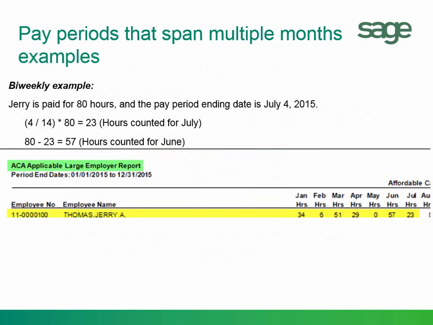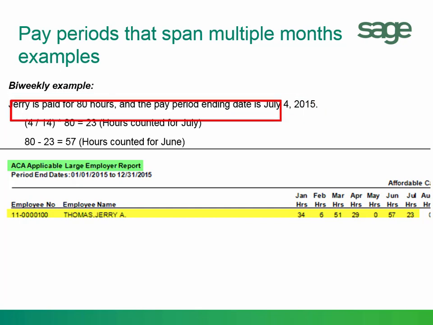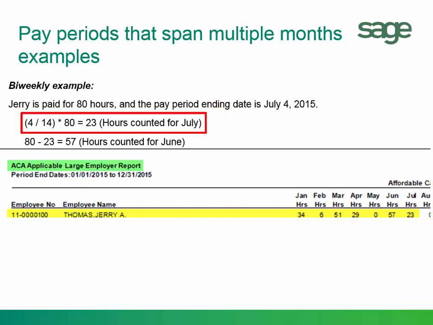So let's look at a bi-weekly example. Jerry is paid for 80 hours and the pay period ends on July 4th. So for the ending date of the pay period, 4, divided by 14, the number of days in the pay cycle, times 80, the number of hours worked, equals 23.